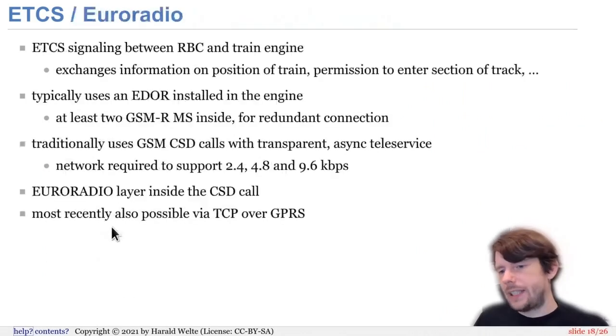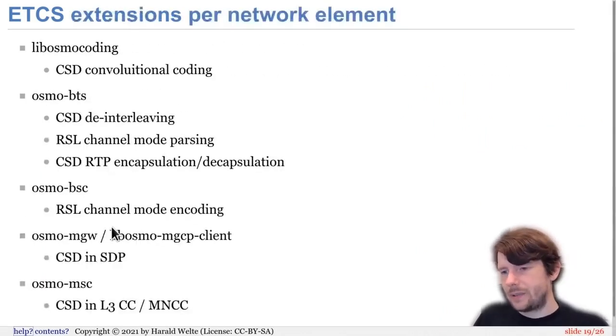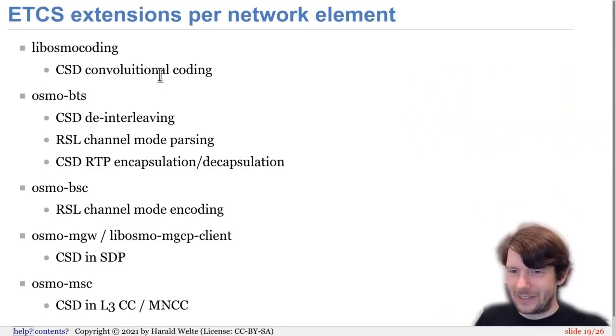So if one wanted to add support for ETCS to Osmocom, for example, then what kind of modifications would we have to do? Well, in libosmocoding, we would need the convolutional coding for circuit switched data, which is quite interesting because I think in some cases the interleaving goes over 26 bursts, not just 8 bursts like in TCH/H, but very, very long interleaving. In OsmoBTS, we would then have to do the de-interleaving and interleaving using libosmocoding for the convolutional code.